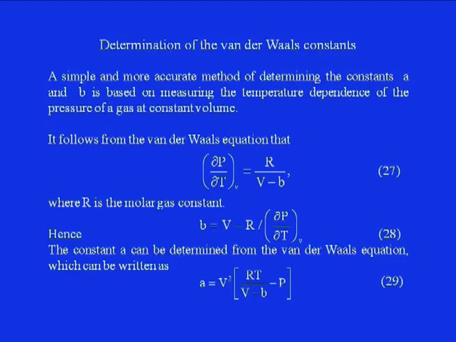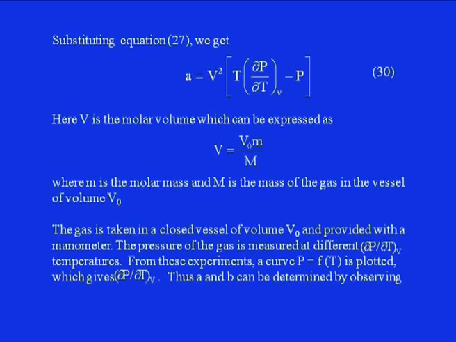So, if the gas is taken in a closed vessel of volume V naught and provided with a manometer, the pressure of the gas is measured at different temperatures. From this experiment, a curve of P as a function of temperature is plotted, which gives ∂P/∂T at constant V. Then you plug in the values of ∂P/∂T at constant V in the expressions for a and b, and you can find out a and b. In the expression for b, which is V − R/(∂P/∂T) at constant V, if you plug in the value of ∂P/∂T you will get b. Similarly, you can get the value of a also. So, this is the way you can get the constants a and b.